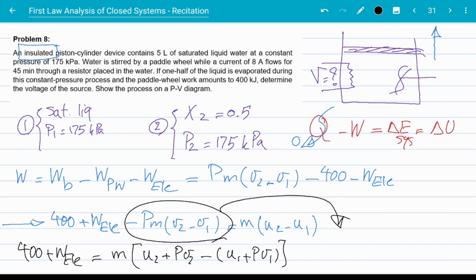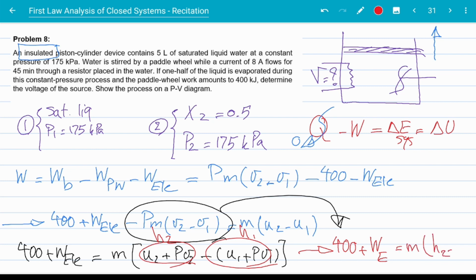Now, by definition, this is the enthalpy of the second state. This is the enthalpy of the initial state. So I get 400 plus the electric work is equal to mass times the change of enthalpies. Now, all I need to do is find the enthalpy at the initial and final state.